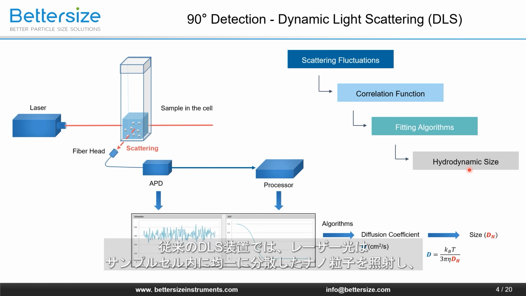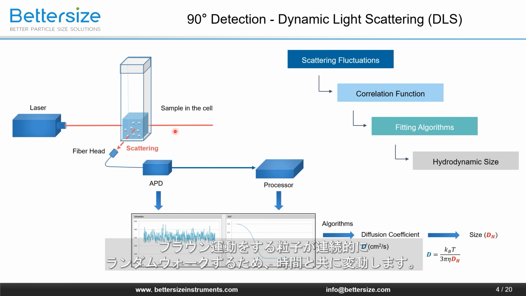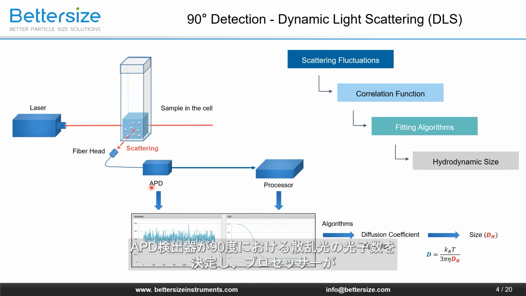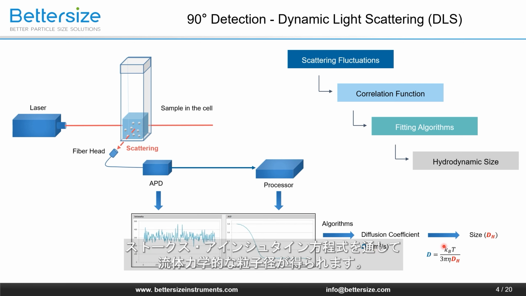In a conventional DLS analyzer, a coherent laser beam illuminates the uniformly dispersed nanoparticles in the sample cell, which scatter in all directions. The scattering intensity fluctuates over time due to the continuous random walk of particles undergoing Brownian motion. The APD detector determines the number of photons in scattered light at 90 degrees, and the processor computes the sample's autocorrelation function. The diffusion coefficient is then calculated and used to give the hydrodynamic size through the Stokes-Einstein equation.